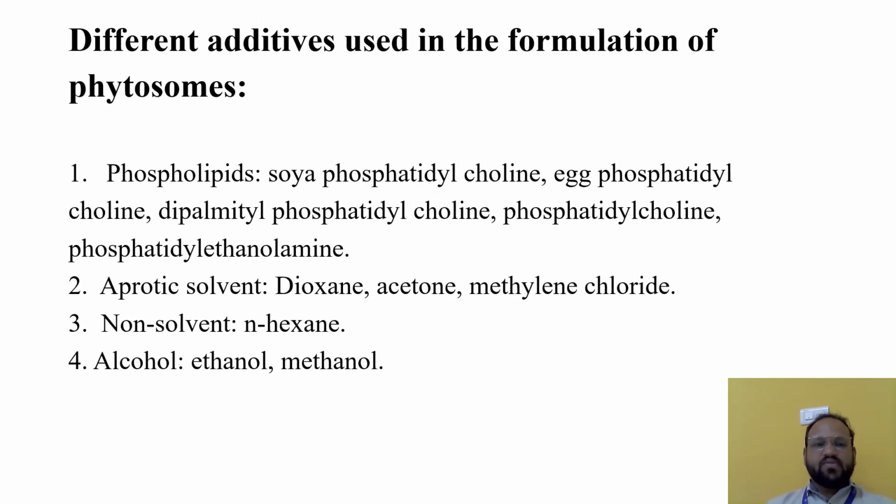Different additives used in the formulation of phytosomes. Phospholipids: soya phosphatidylcholine, egg phosphatidylcholine, dipalmitoyl phosphatidylcholine itself, and also phosphatidylethanolamine. Aprotic solvents like dioxane, acetone, methylene chloride; non-solvent like n-hexane; alcohol substances like ethanol or methanol.